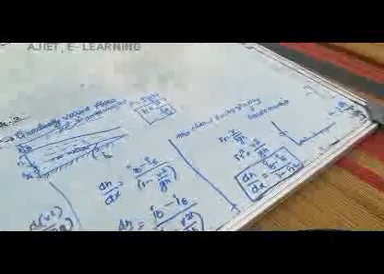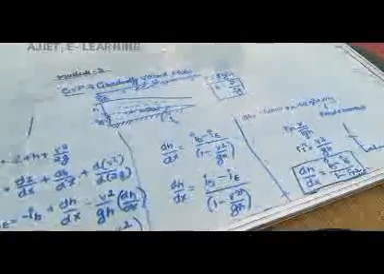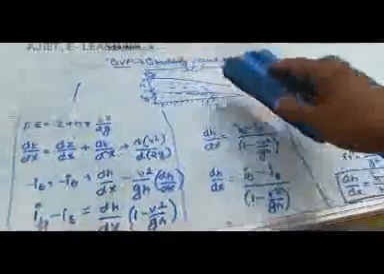So we will solve one problem related to this, gradual varied flow. This is solved in your textbook also, Module 3, page number 6. That problem is there about gradual varied flow.